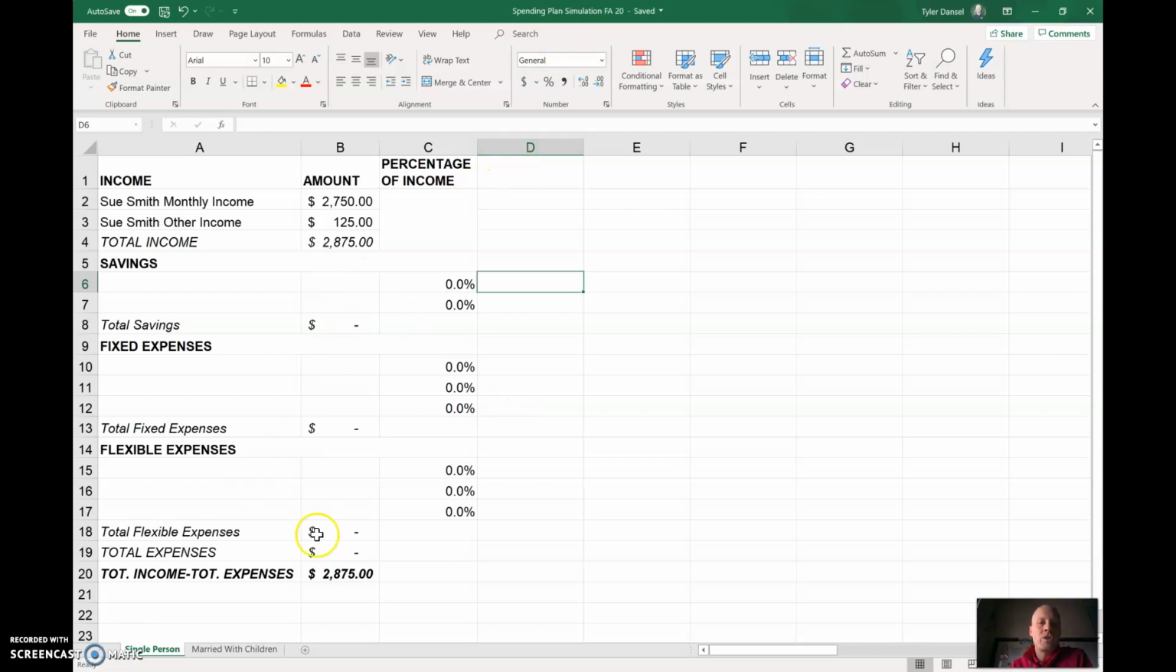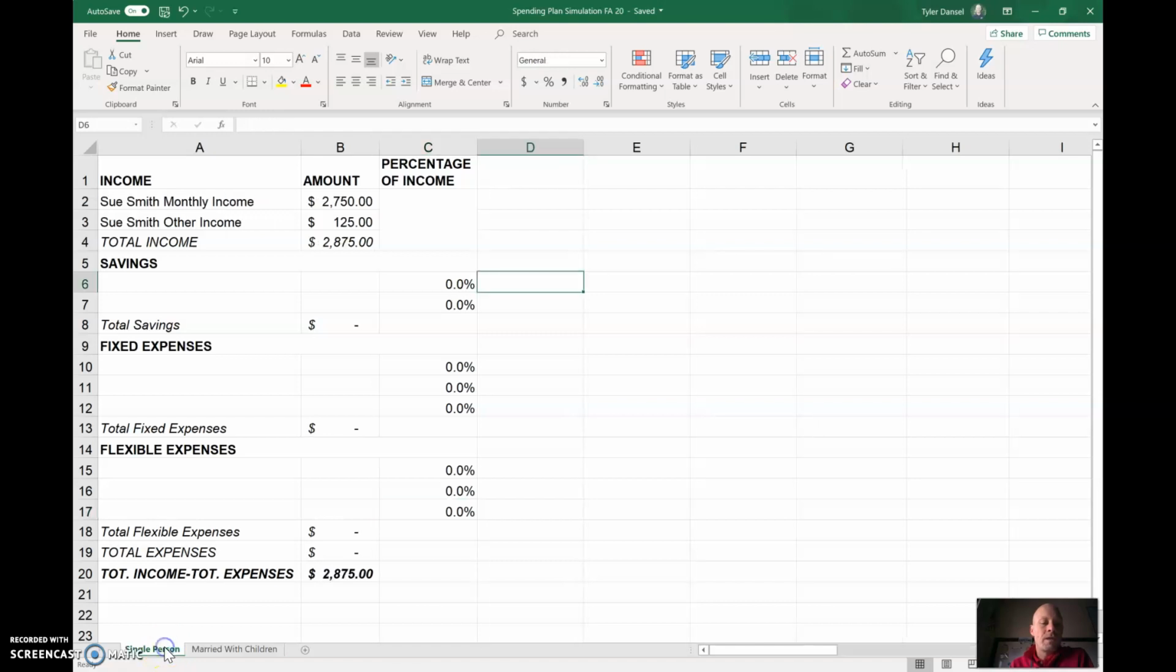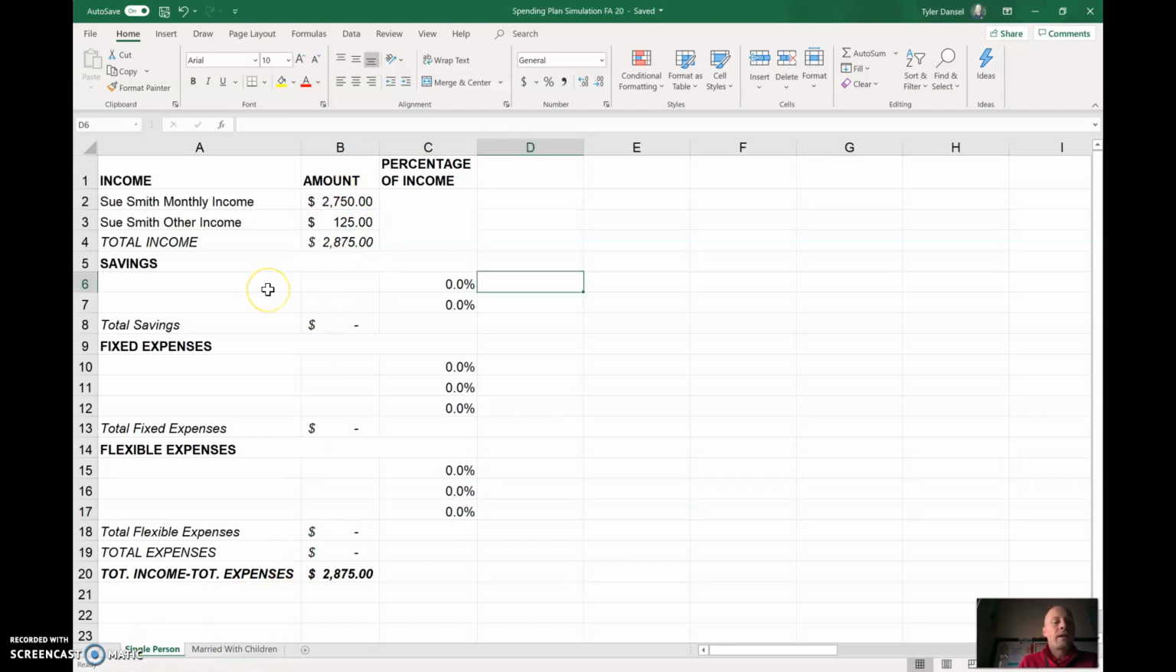So in this spreadsheet, you'll notice you have two tabs, a single person and a couple that is married with children. In both instances, you have their total income right here, so you know how much money they're making. But then you are going to decide what they spend their money on. Now, you'll see there are two rows under savings, three under fixed expenses, and three under flexible expenses. You have to fill in at least those. You can add more if you want.